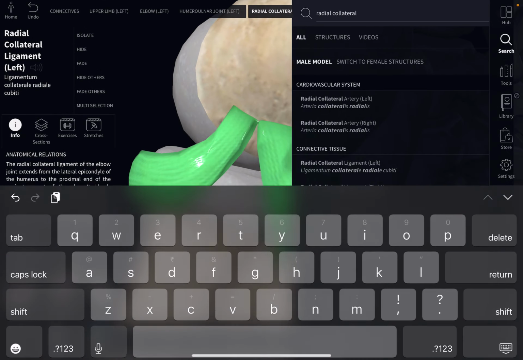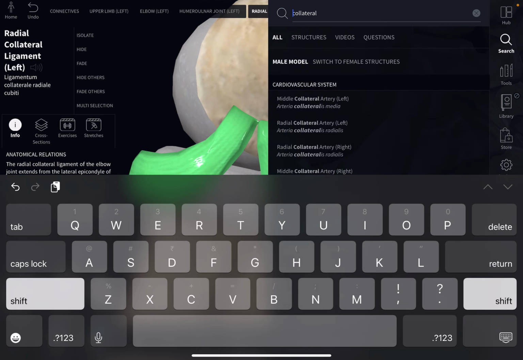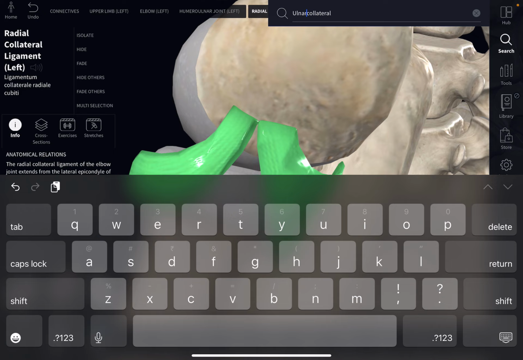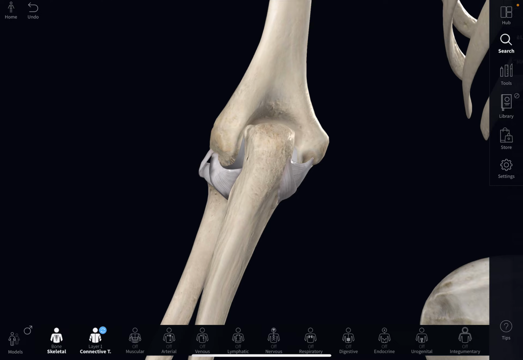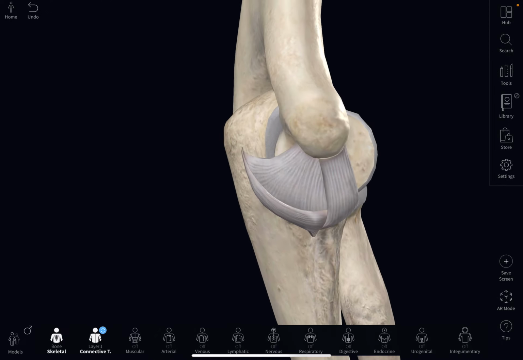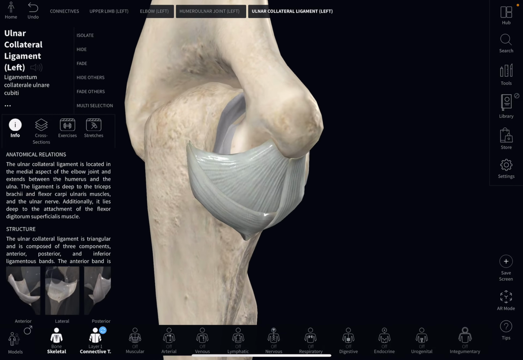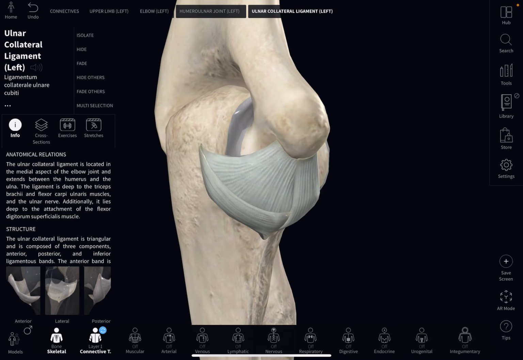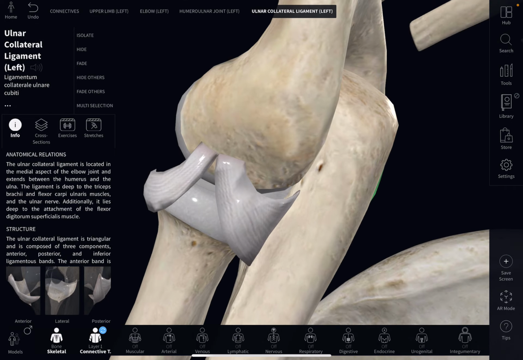Similarly, let me add the medial, the ulnar collateral ligament, so that we can see the attachment. Ulnar collateral ligament of the left side. Yes, see. So we can see the tip of the medial epicondyle gives attachment to the anterior and the posterior bands of ulnar collateral ligaments. So this one right here. On the lateral aspect, we have something called the radial collateral ligament. So the tip of the lateral epicondyle gives attachment to the radial collateral ligament.